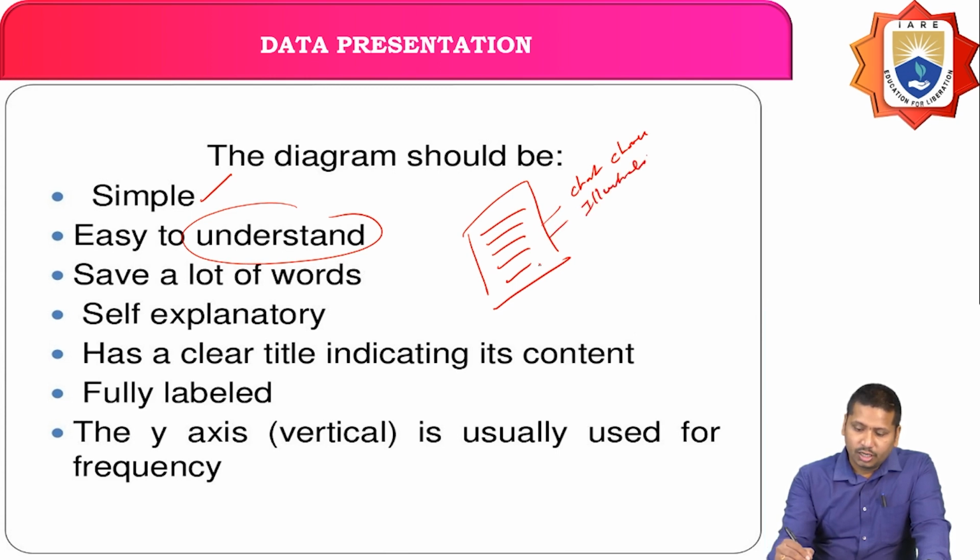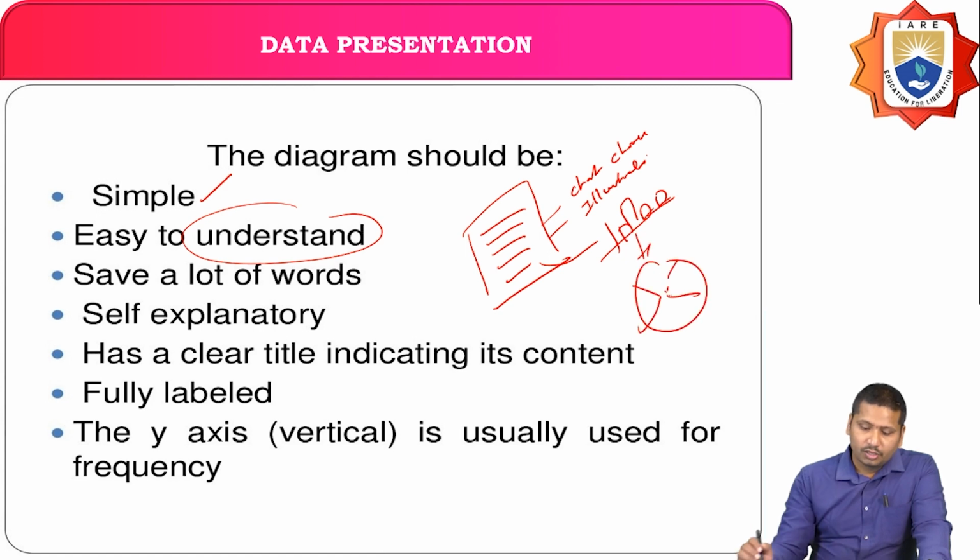If I am going to represent the content in the form of a bar diagram, it should be better suited to that content. For the particular kind of application, you have to choose which chart or diagram is the important one. It should save a lot of words, so that by seeing the diagram itself the viewers can easily understand it, with no need of explanation. It should have a clear title indicating its content and be fully labeled, and preferably the y-axis, vertically, is used for the frequency.